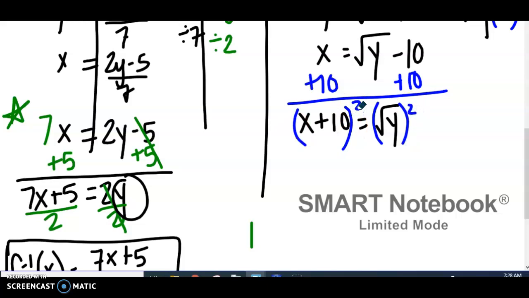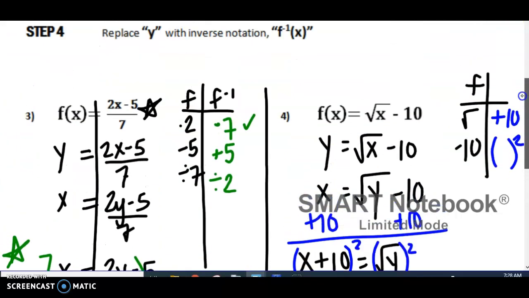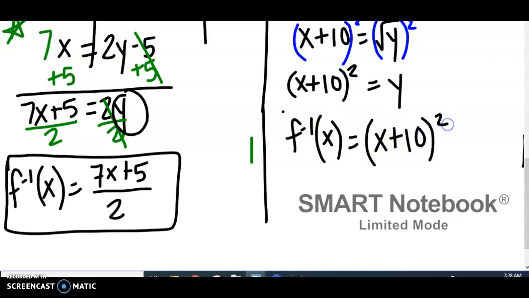And when you square, because you have x plus 10 already together, you have to put parentheses around that. So you currently have parentheses around x plus 10, it's being squared, and now you just have y. So switch it back to fancy notation. F inverse, this one's called F, right? Yes, they all were. F inverse of x equals x plus 10 all squared.